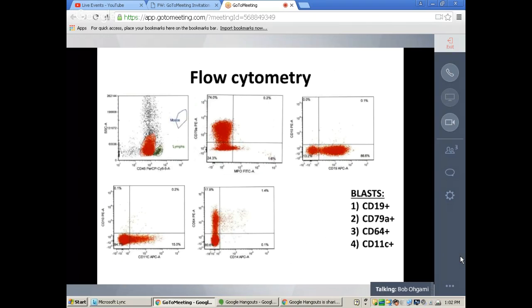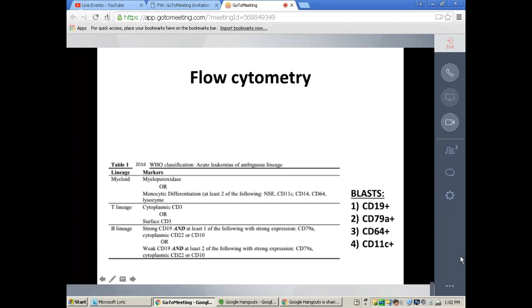That's a little bit strange, right? I'm taking you to a little bit different territory here. Now you are trying to figure out what to do with this, because it's odd. They have B-cell markers and myeloid markers. So maybe you look in the 2016 WHO to see how to deal with this, and you find a table that tells you how to call things myeloid, T or B-cell lineage. And you find that this patient meets criteria for B-cell lineage.